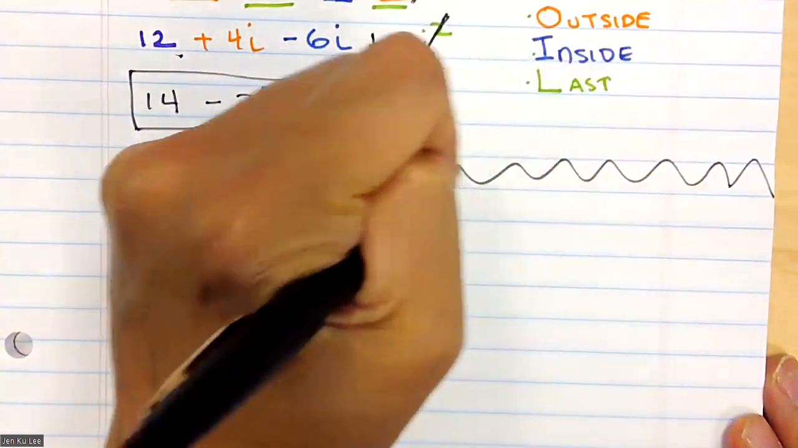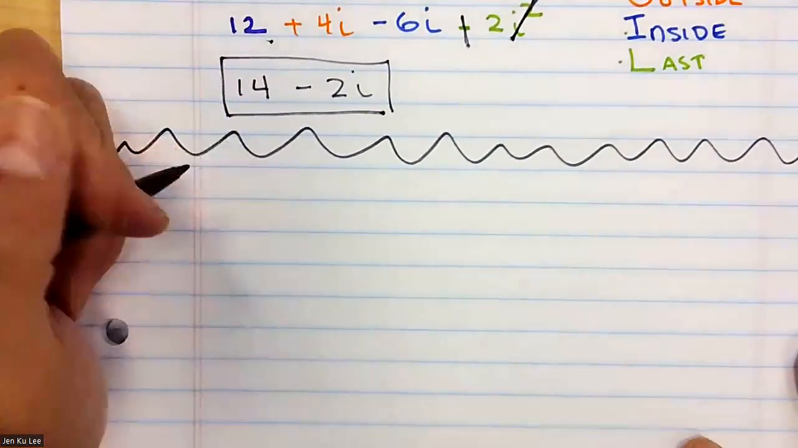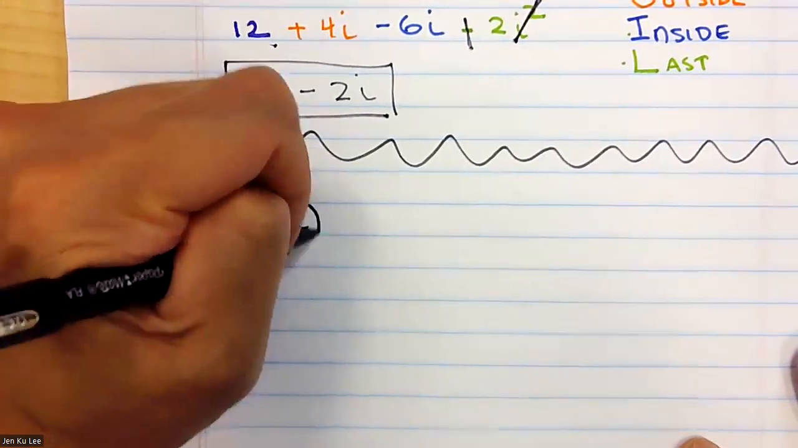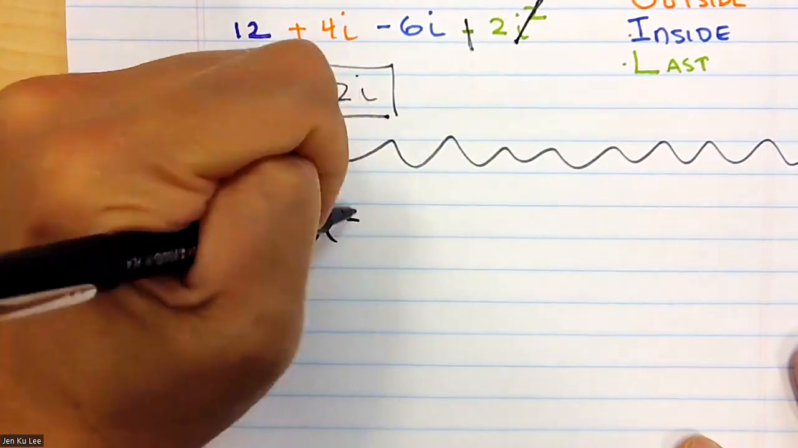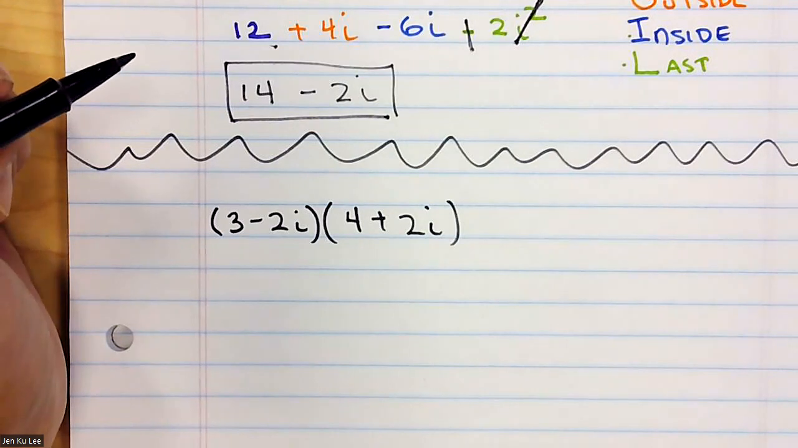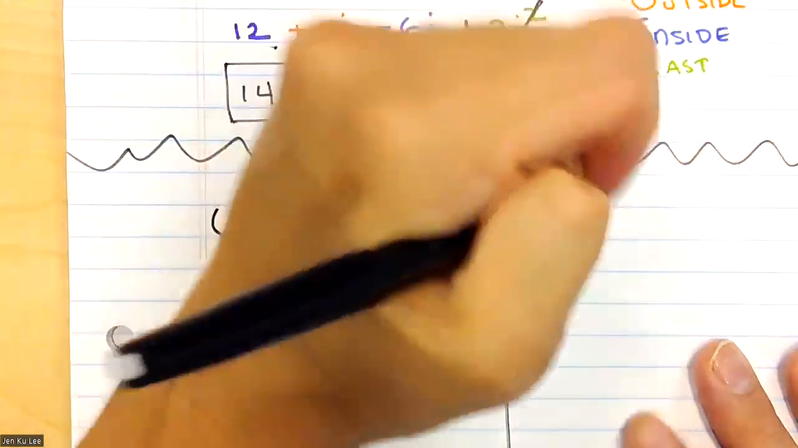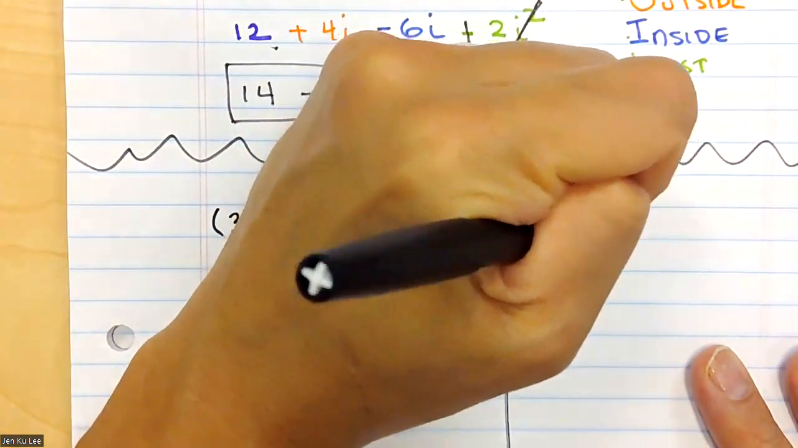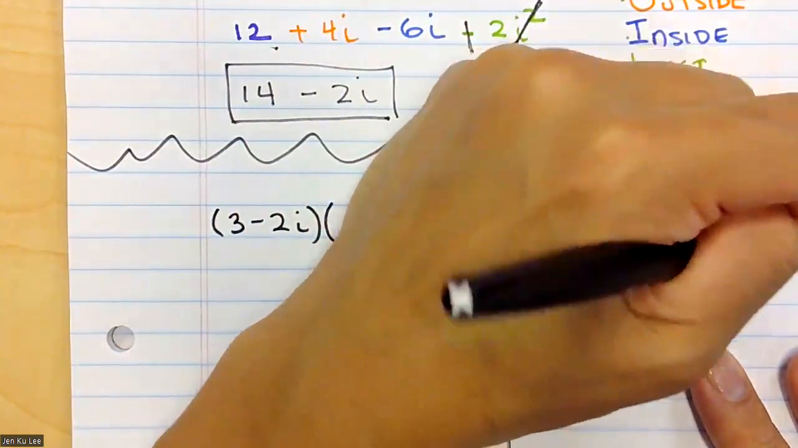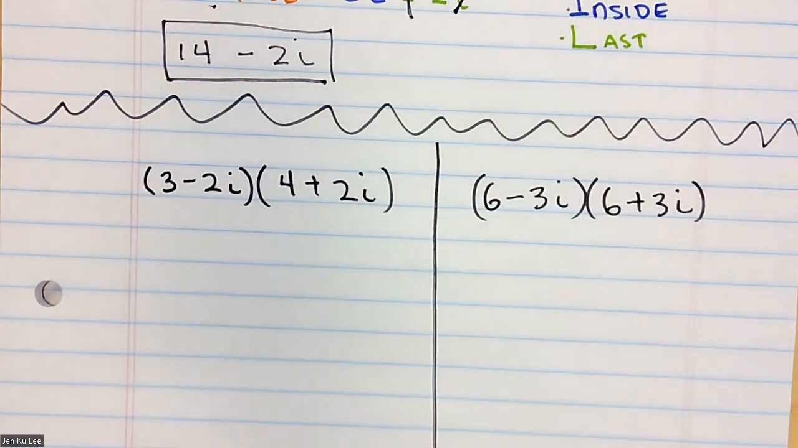All right, let's do one more example. 3 minus 2i times 4 plus 2i. And then what I want you guys to do is 6 minus 3i times 6 plus 3i. Pause the video and try these two out.